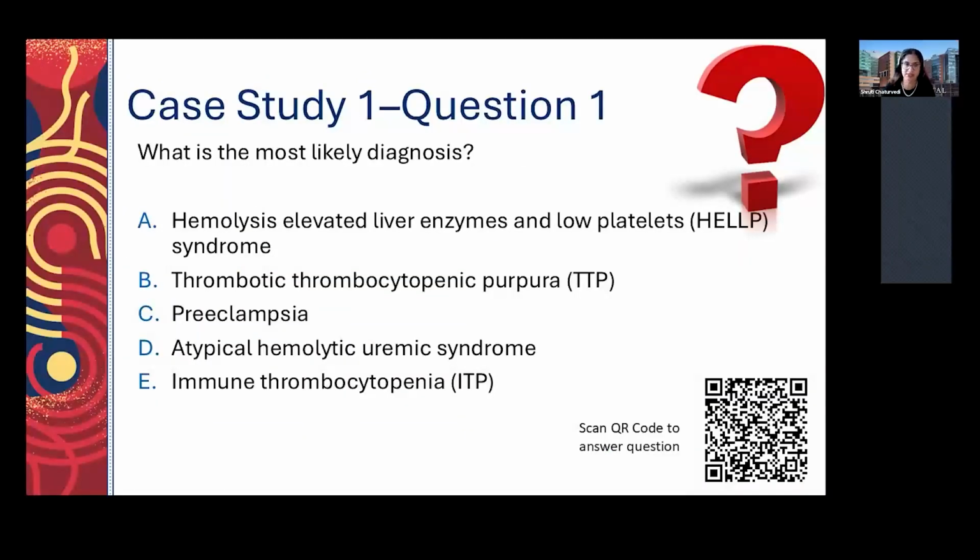So let's move on to a question here. You can use the QR code to answer it. What do you think is the most likely diagnosis? Could it be the HELLP syndrome of pregnancy, thrombotic thrombocytopenic purpura or TTP, preeclampsia, atypical hemolytic uremic syndrome or ITP?